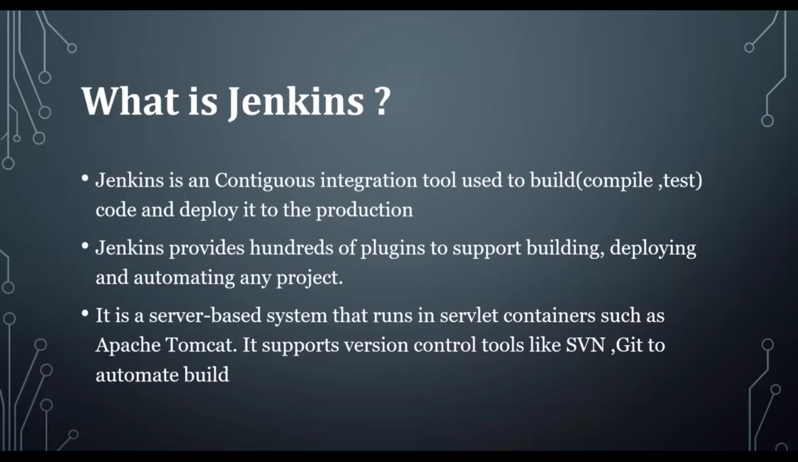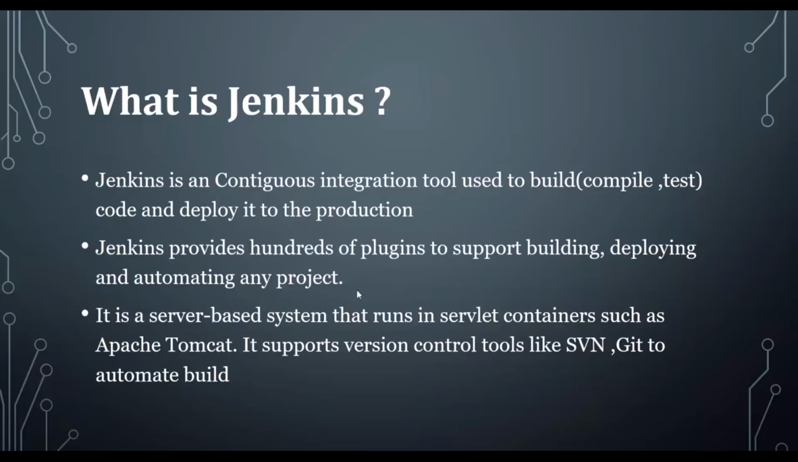Jenkins is a continuous integration tool used to build code and deploy it to production. Okay, so what exactly is this continuous integration tool? Continuous integration tool means that on behalf of the developer, it will do all the pre-process steps like compile and test before my code moves to the production environment or dev environment or QA environment.